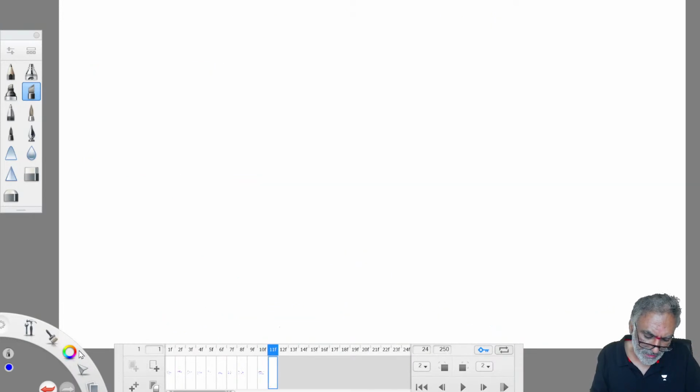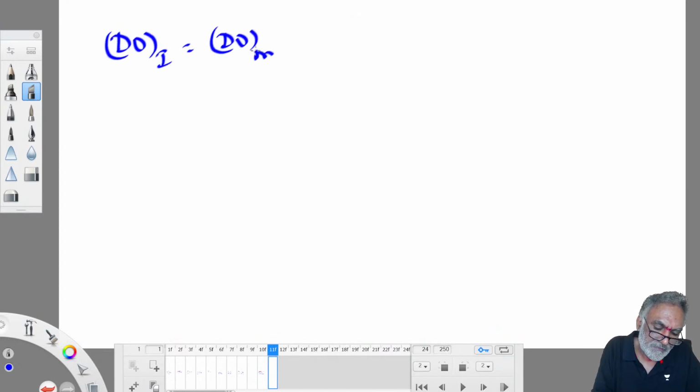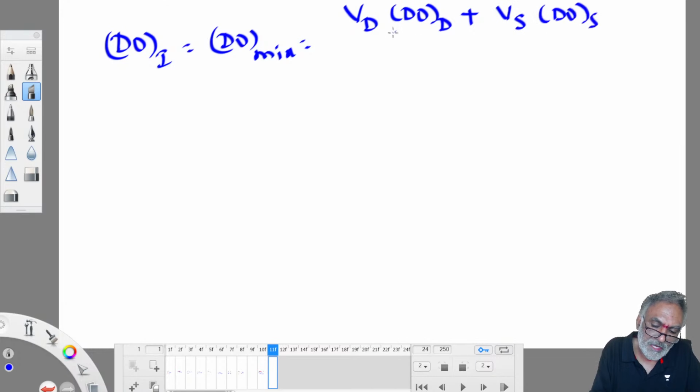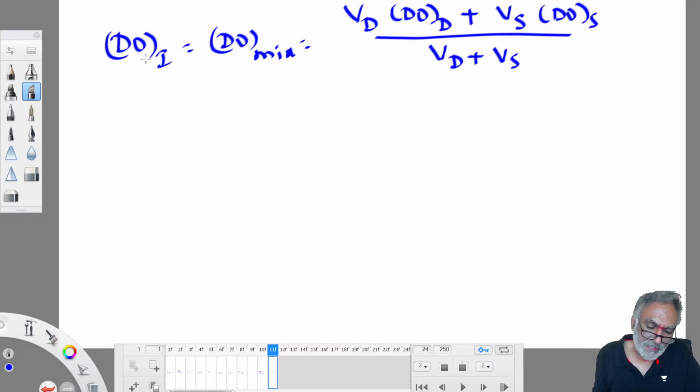And sometimes DO initial may not be given. DO initial we work out. DO initial is nothing but DO mix. Two different samples having two different values: V volume of distilled water with a DO, DOD, mixed with Vs amount of sewage sample with a DO, DOS. And after mixing both of them together, it represents a DO mix. Then DO initial is nothing but DO mix. Sometimes we are expected to work out DO mix also.